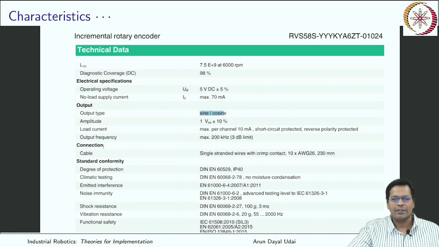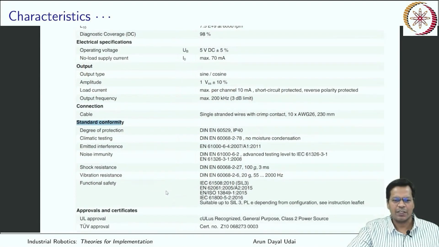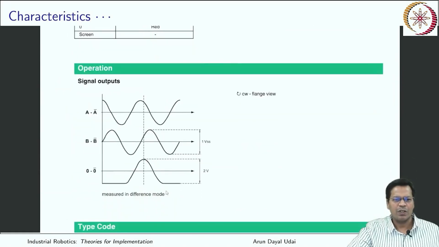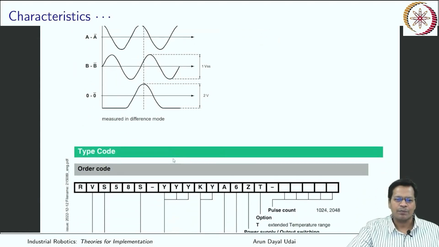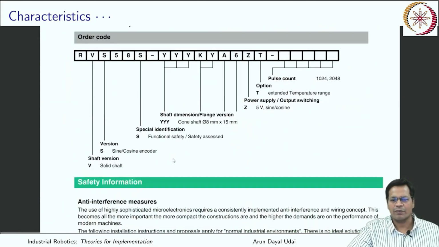Apart from that, there must be some configuration software which can change the output type. Sometimes they have a switch which can change the type of signal it gives. There are various certifications, standard conformity certifications, here. Here is your output. You see two phases, A and A bar, B and B bar. One of them is sine, the other is cosine. The difference voltage will let you know the exact position of your shaft. That is one way of doing it.